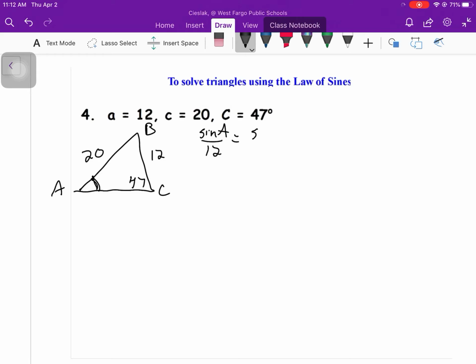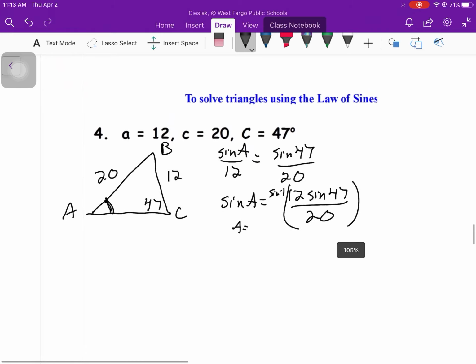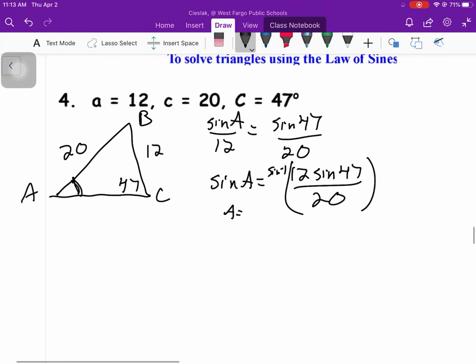So I'm going to say sine of A over 12 is equal to sine 47 over 20. This is going to give me that the sine of A is equal to 12 sine 47 over 20. Now we've got to take the inverse sine here. So A is equal to the inverse sine of all of that. This should give us that A is approximately, I don't know why I went to the nearest degree here, but I did.